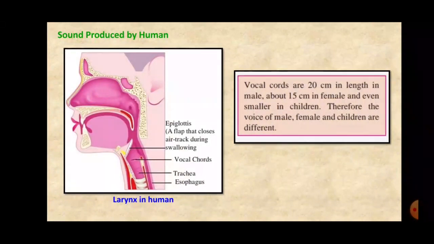Just to inform you, the vocal cords in our throat region are around 20 centimeter in male and 15 centimeter in female. And in children, they are much smaller than these. And that is the reason the voices of male, female and children are different, because different frequencies of sound are produced.